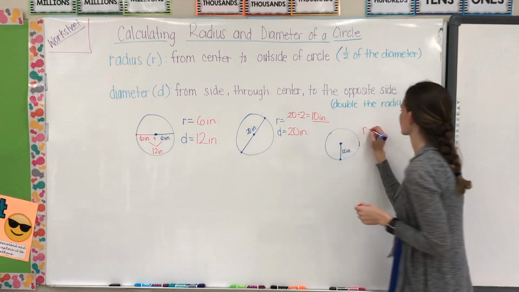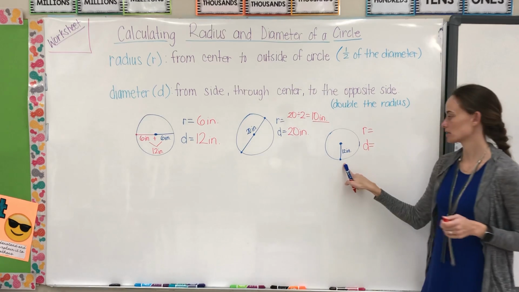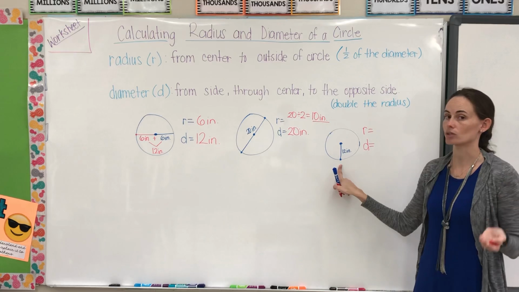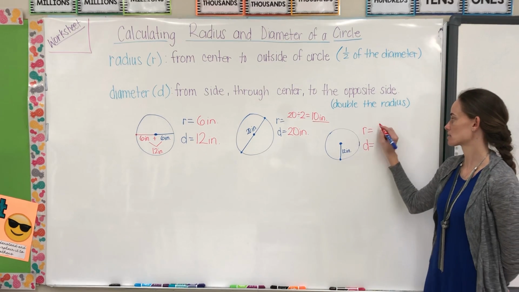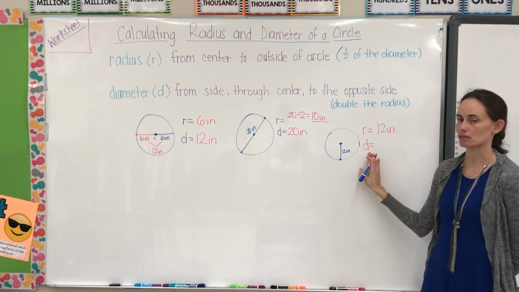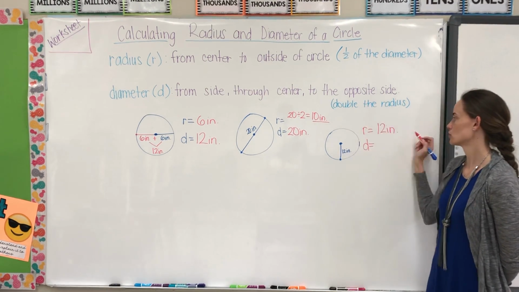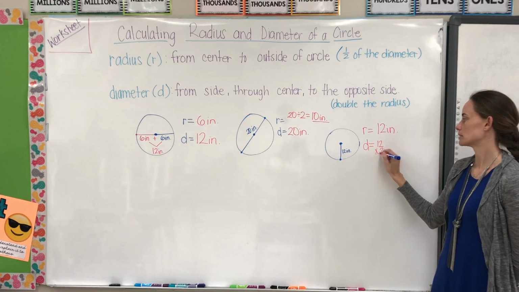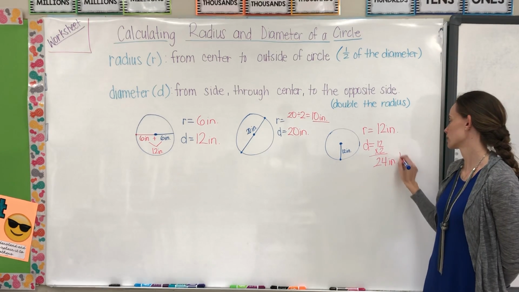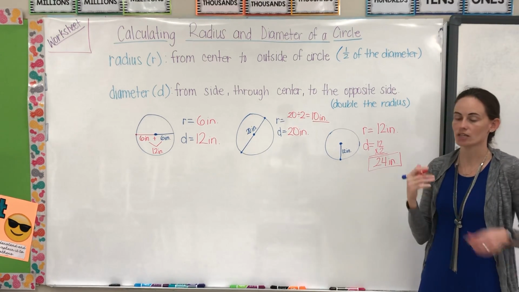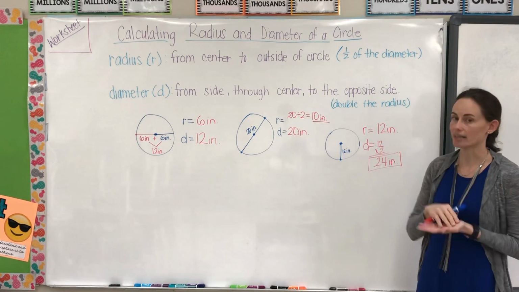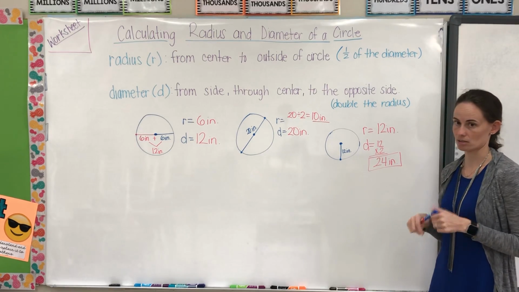Over here, they're giving us a line segment from the center to the outside, only on one side. So that we know is a radius. And they're telling us that the radius is 12 inches. So with that information, they're asking us to find the diameter, we would double it. So we would do 12 times 2, 24. So the diameter is 24 inches. Okay, whenever they give you the radius, you double it to find the diameter. And if they give you the diameter, you divide it by 2 to find the radius, half of it.